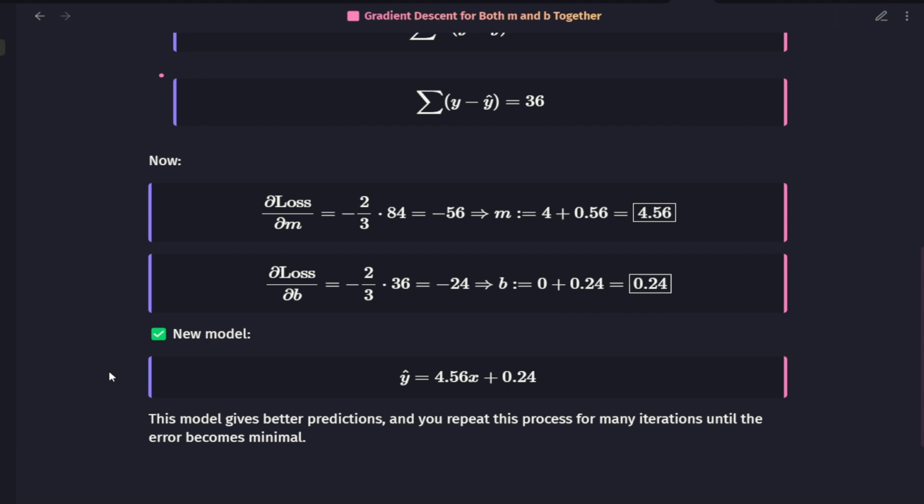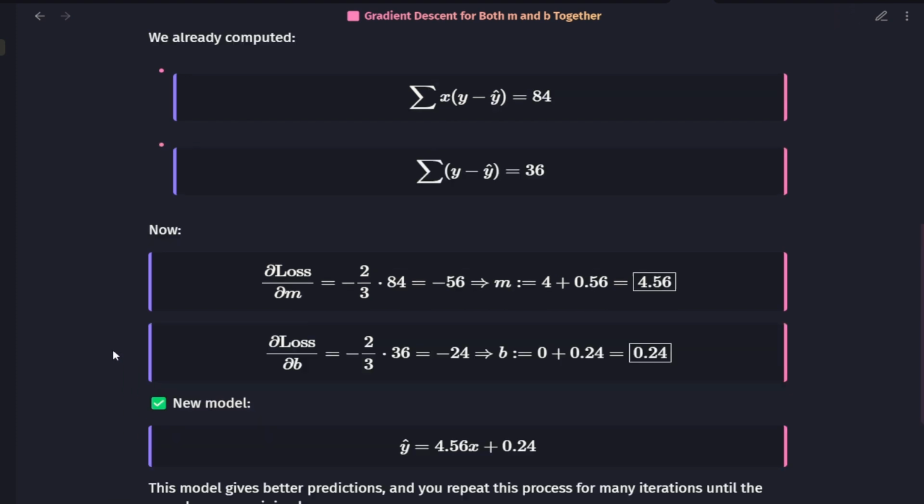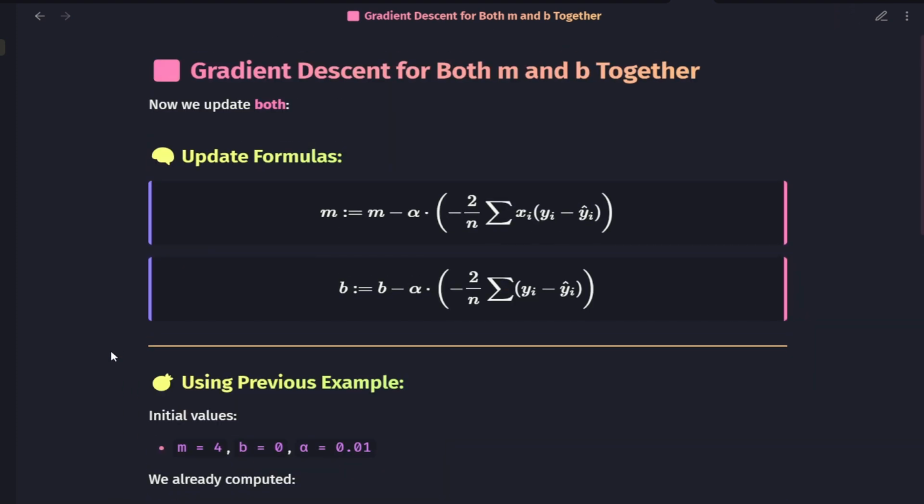After updating both slope and intercept, the new prediction equation becomes y hat is equal to 4.56x plus 0.24. This model now makes better predictions compared to the earlier one. But the learning doesn't stop here. We keep repeating this process for many more steps until the error becomes as small as possible.